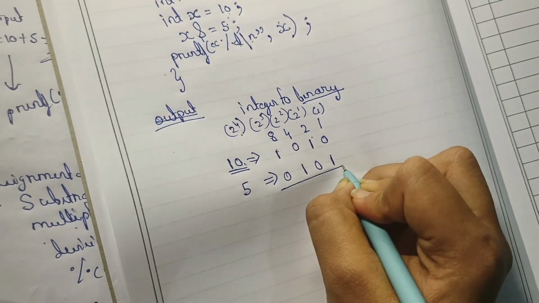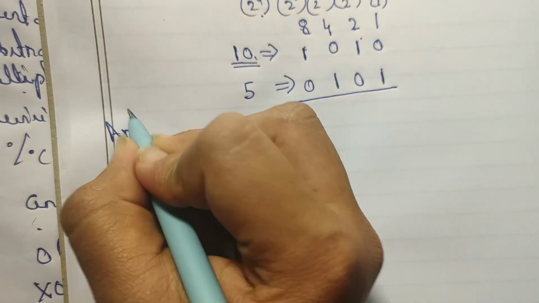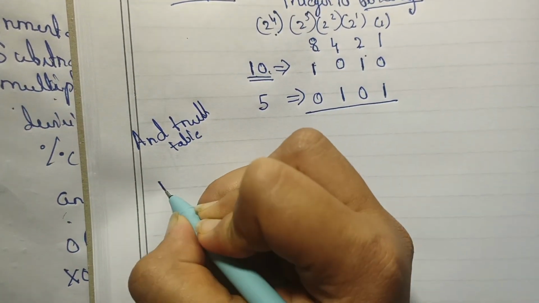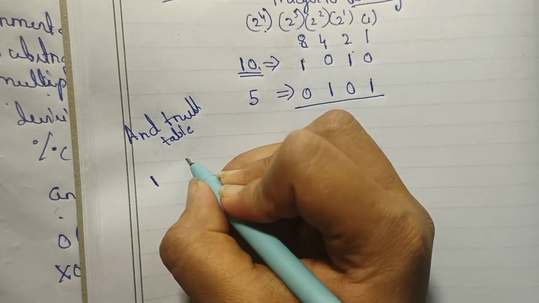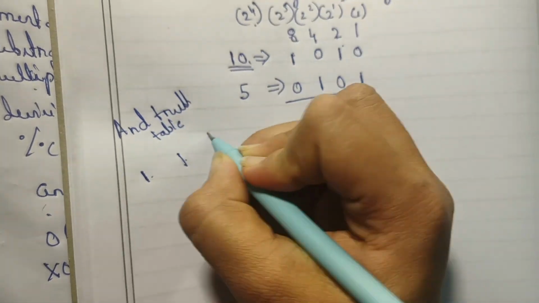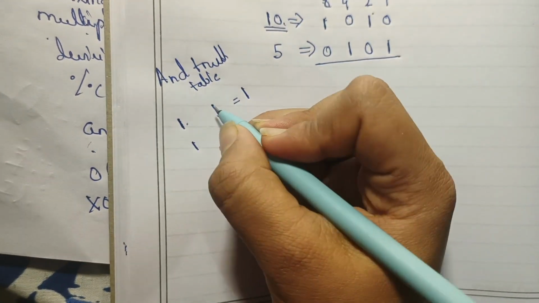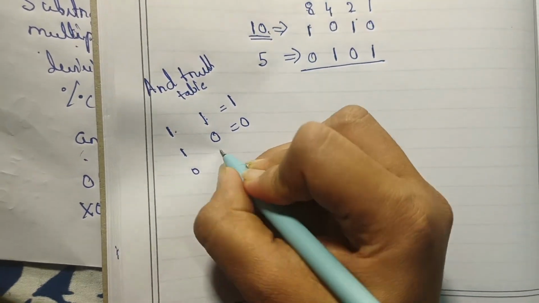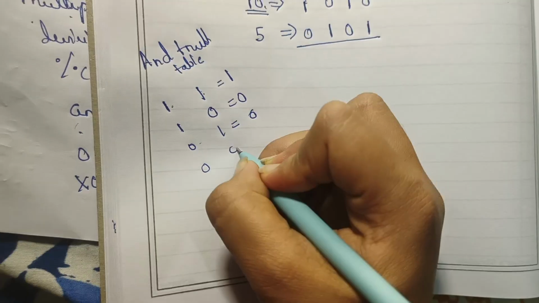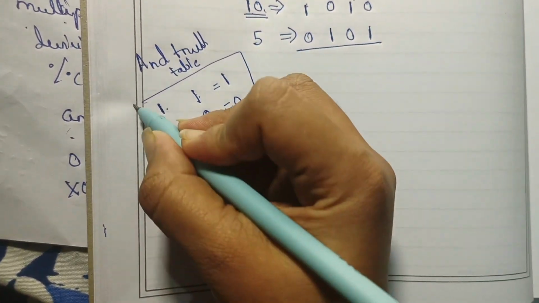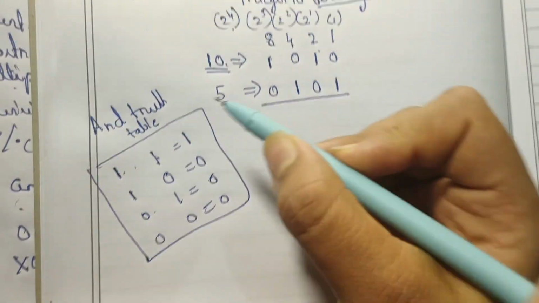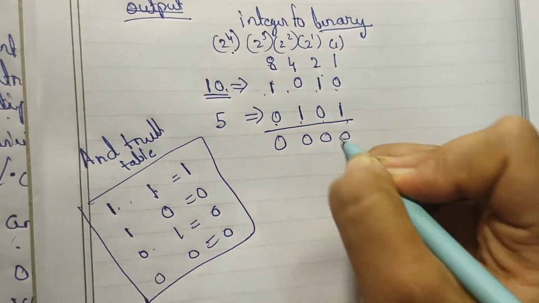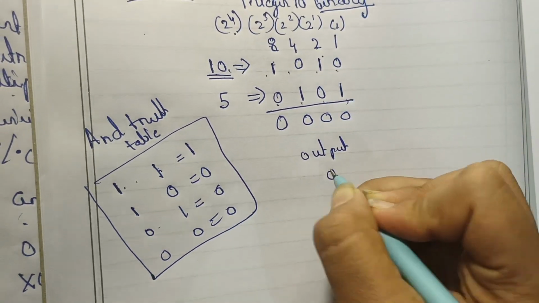Other things are 0. In AND truth table, what will it be? In AND truth table, both the values should be true. If both the values are true, that is 1 and 1, then it's 1. If 1 is true and 0 is false, it's 0. The same thing, 0, 1 is 0. 0, 0 is 0. If you know this, you can solve this. Both the values should be true. If both the values are not true, the output will be 0.